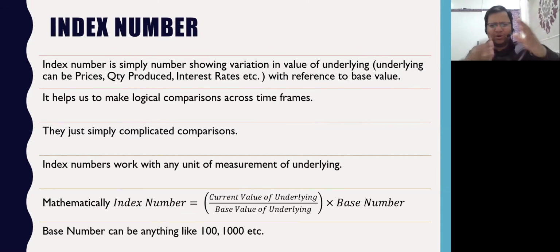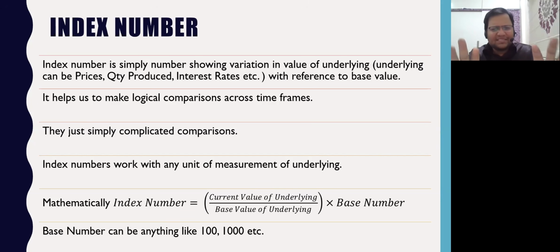Underlying can be anything to anything. How much is a change in a value of an underlying during a particular period with reference to a base value. So there is going to be a base value, there is going to be a current value. So we find out how much is a change during a particular period. In order to calculate the change, index number is required to be calculated. Remember, index number on its own doesn't show the percentage change. You have to calculate a percentage change after you calculate the index number.